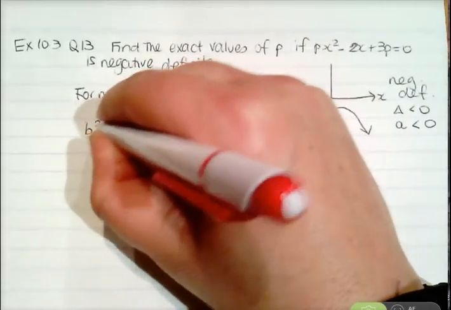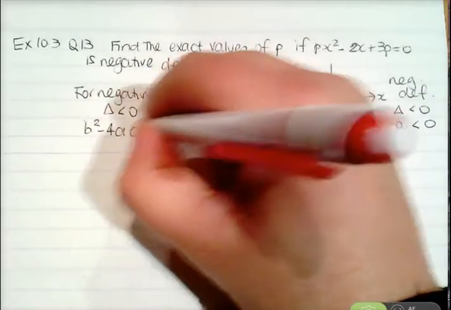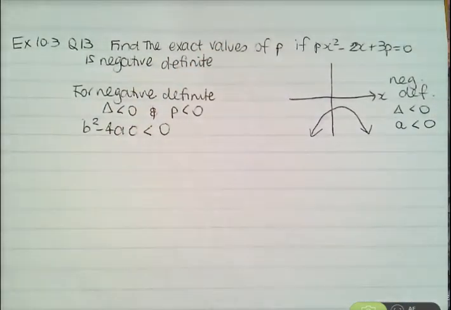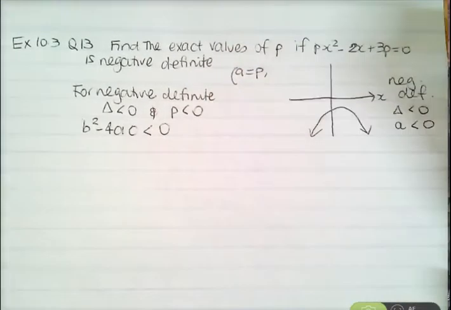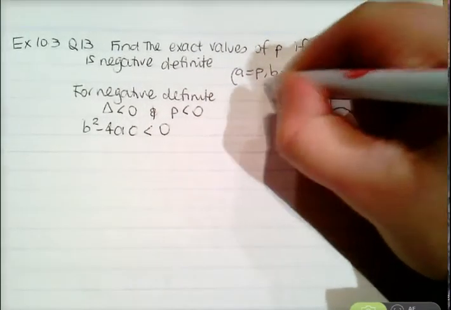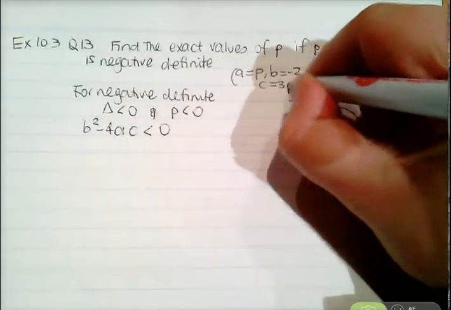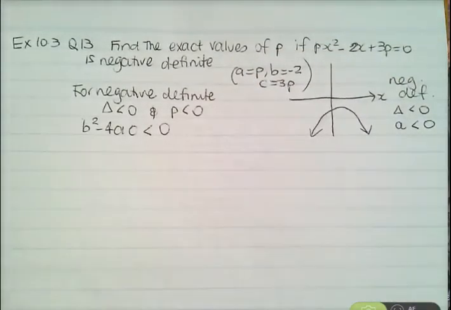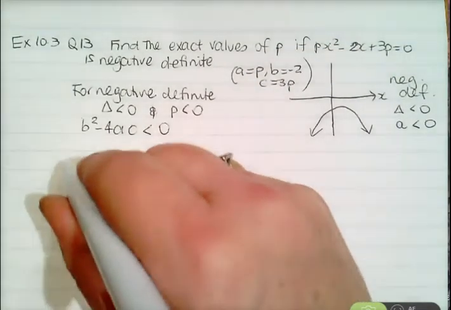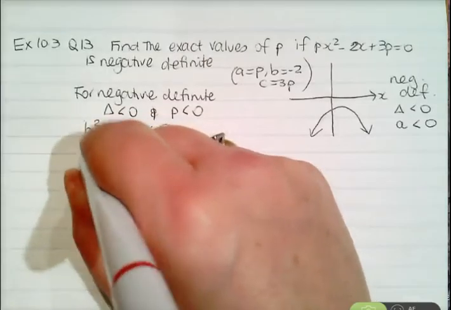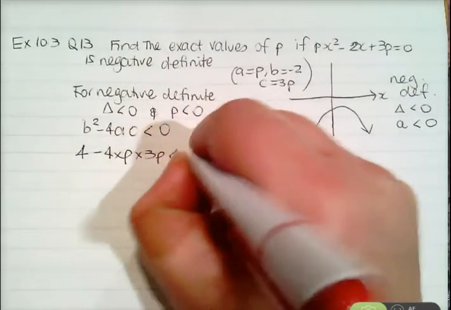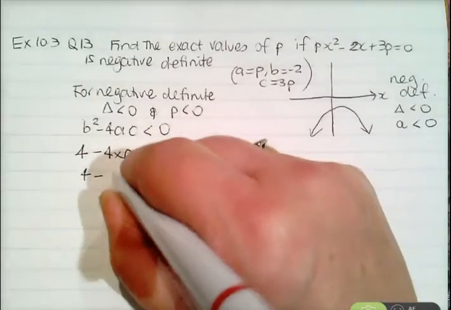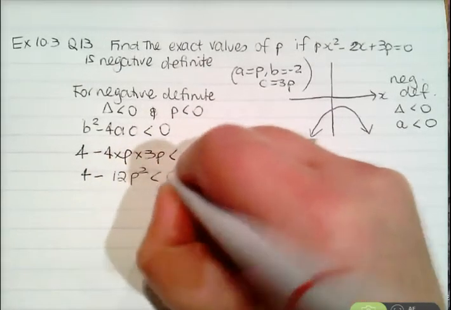So let's look at the discriminant being less than 0 first. b squared minus 4ac has to be less than 0. Now in our question, a is p, b is -2, and c is 3p. So substituting those in, b squared is -2 all squared, which is +4, minus 4 times p times 3p is less than 0. In other words, 4 minus 12p squared is less than 0.